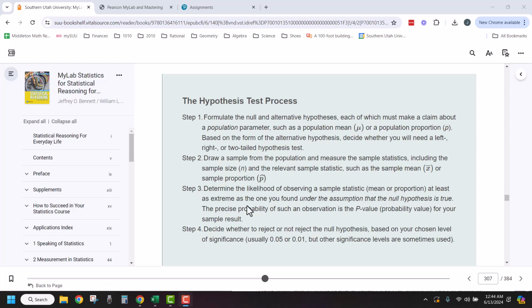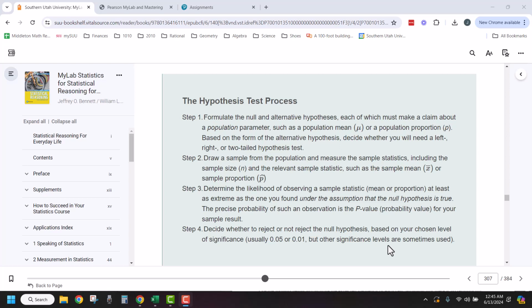And when you do this, you'll find the probability of getting such a result, and that's called the p-value. And if the p-value is small enough, meaning the probability that you would get a sample that has the results that you found or more extreme, if it's really, really small, then that means that you can reject the null hypothesis and you have evidence to support the alternative hypothesis.